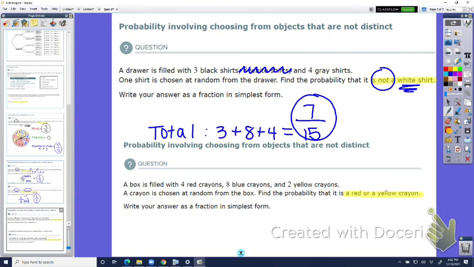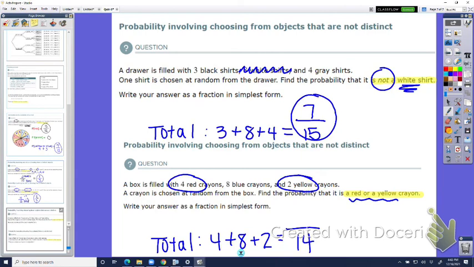And lastly, the box is filled with 4 red crayons, 8 blue, and 2 yellow. Again, you need to add them up to get a total. 4 plus 8 plus 2 is 14. A crayon is chosen at random. Find the probability that it's red or yellow. It could be red, or it also could be yellow. So that's 4 plus 2, that's 6 out of 14. And we have to reduce that, divide top and bottom by 2, and you get 3/7.